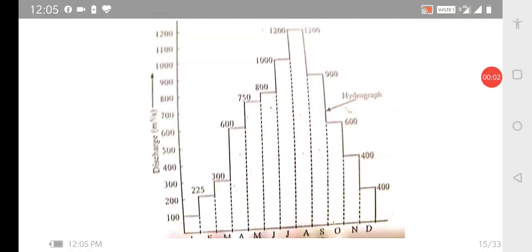So, we shall now discuss hydrograph. We have just shown one hydrograph here. The hydrograph is a graph showing the rate of flow, that is the discharge, versus time. On the x-axis you have time, and on the y-axis you have the discharge, that is rate of flow.